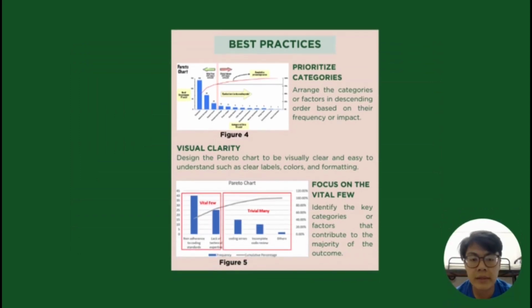There are three best practices for Pareto chart. Firstly, prioritize the categories. We can arrange the categories of factors in descending order based on their frequency or impact. Secondly, visual clarity. Designing the Pareto chart to be visually clear is important for it to be easy to understand, such as clear labels, colors, and formatting. And lastly, we need to focus only on the vital few. So identify the key categories of factors that contribute to the majority of the outcome.